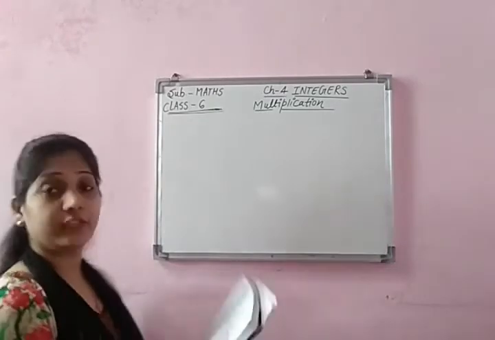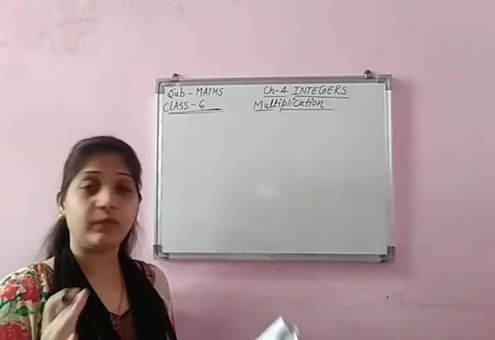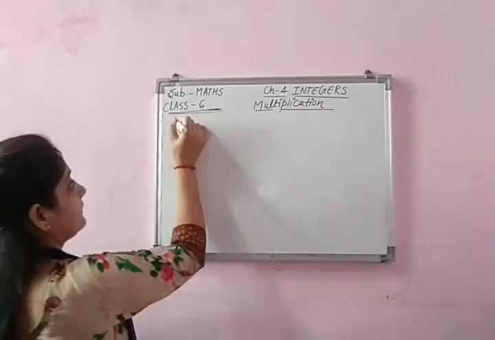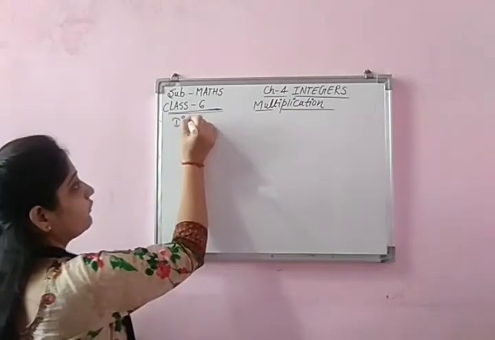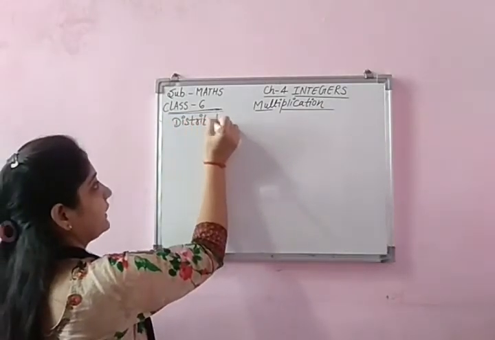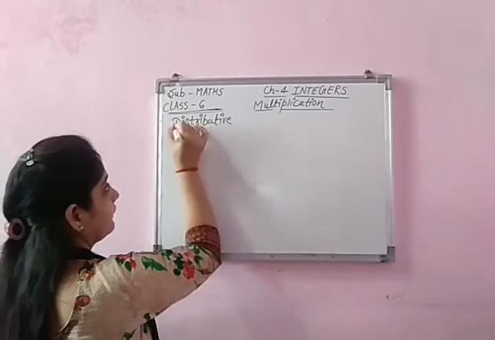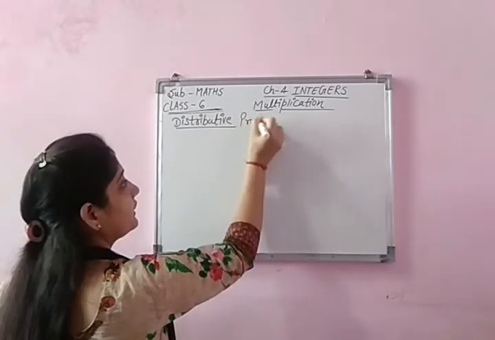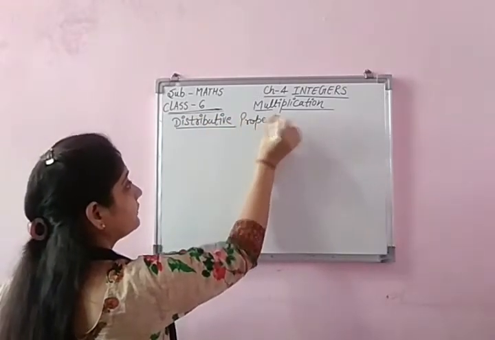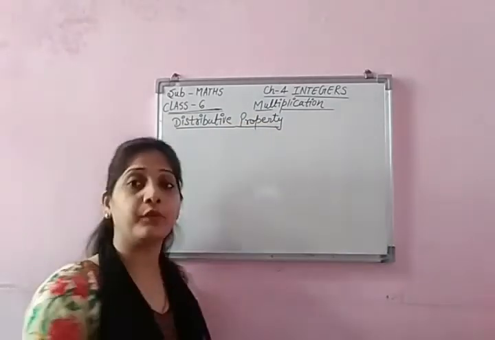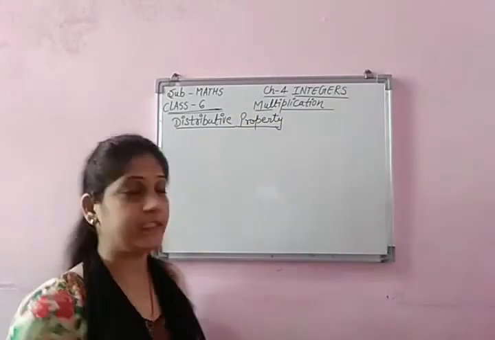We had already done question number 1 to 3. Now we are at question number 4. So let me tell you first of all what is distributive property. Children, you have studied this property for whole numbers. Now we are learning it for integers.